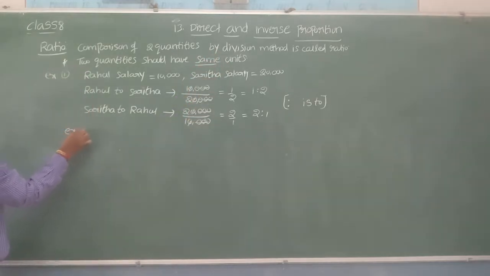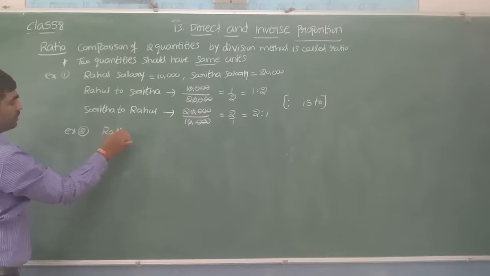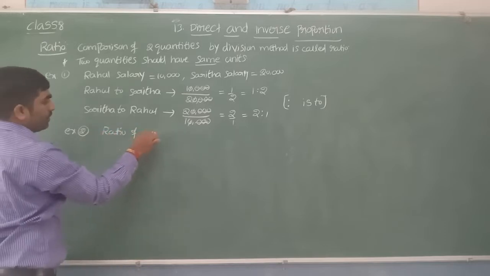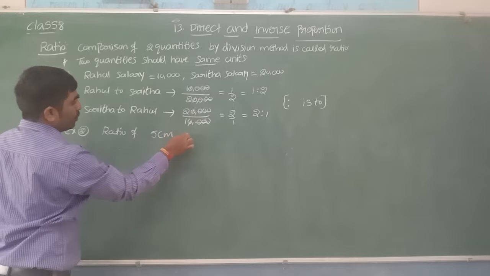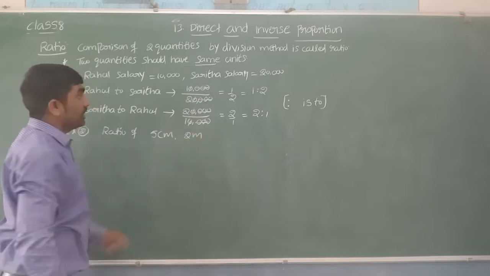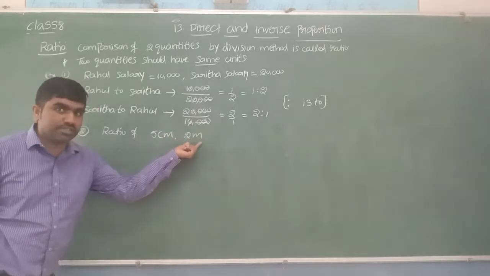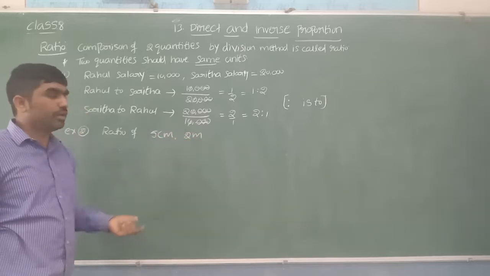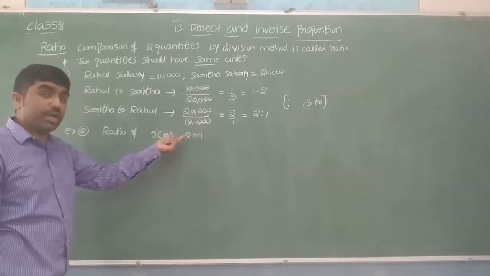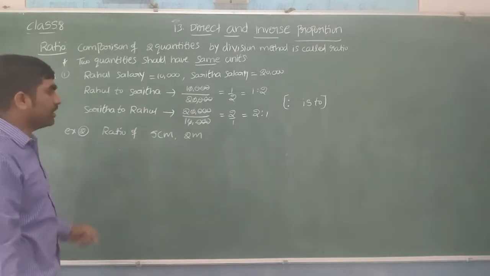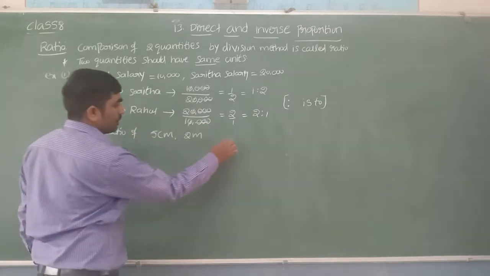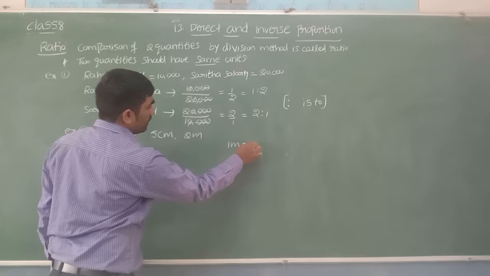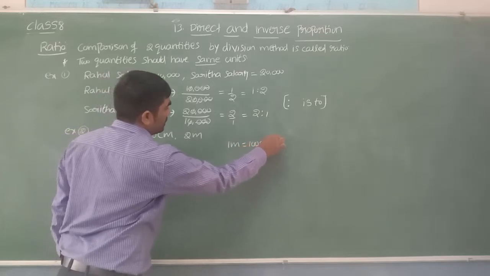You can see one more example to understand better. Suppose they are asking to find the ratio of 5 centimeter to 2 meter. I said both quantities must have the same units, but here the quantities have different units, centimeter and meter. So when we have different units, we make them the same units, then we can find the ratio. We know the relation between meter and centimeter: 1 meter is equal to 100 centimeters.